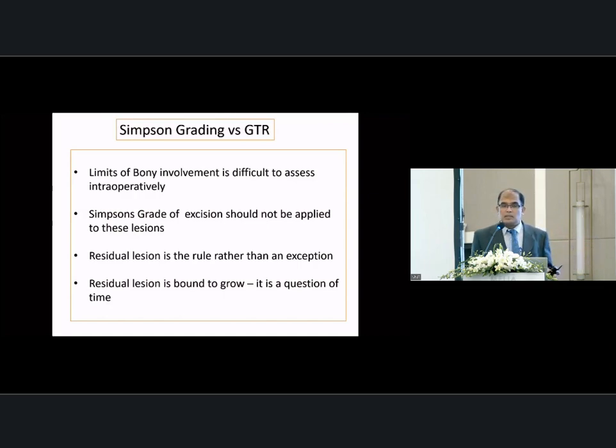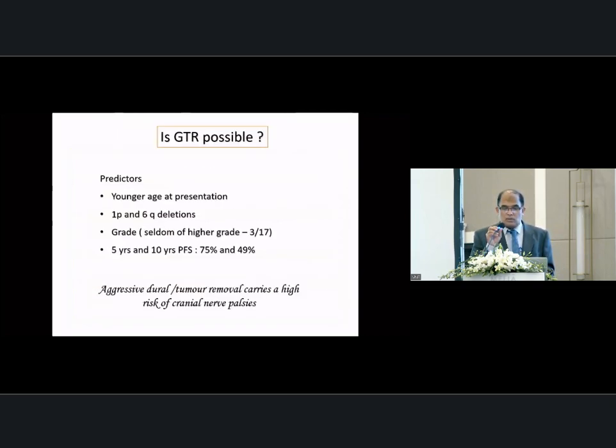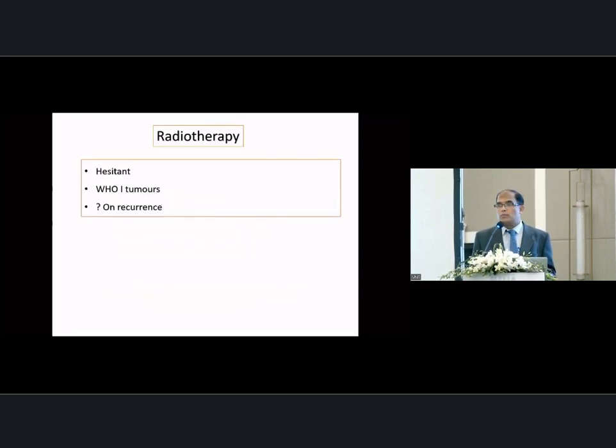And as I said in my series, I had only 10 out of 17 gross total removals. What are the predictors for gross total removal? Of course, younger age and favorable histology, like 1p and 6q deletions. And the next question which comes to mind is, what do we do with this residual tumor?